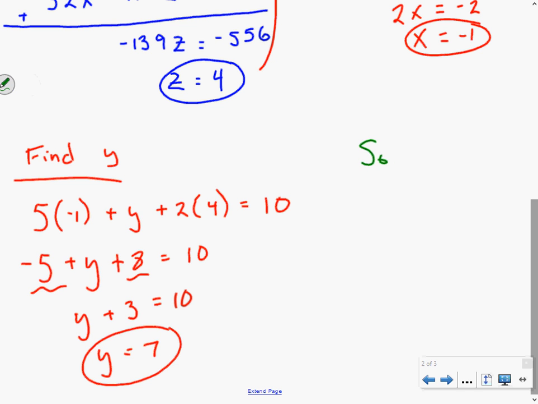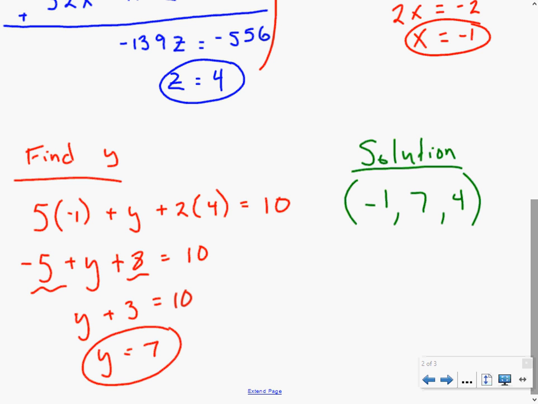So now I can actually write my solution. My solution is that ordered triple with an x, a y, and a z value. That is going to be the solution to this 3-variable system. That is the intersection of 3 planes.